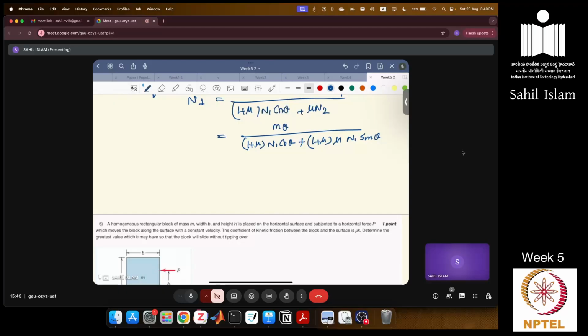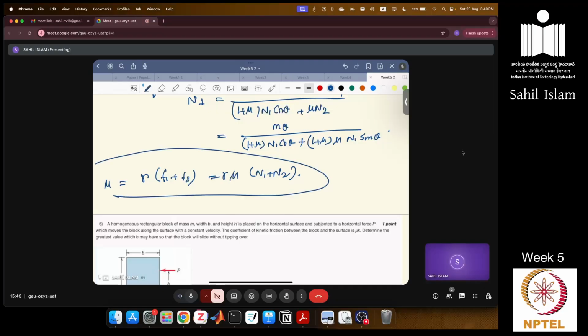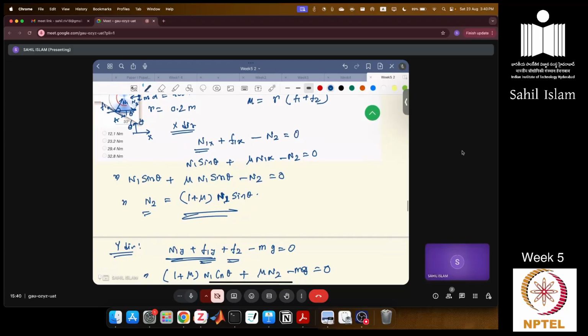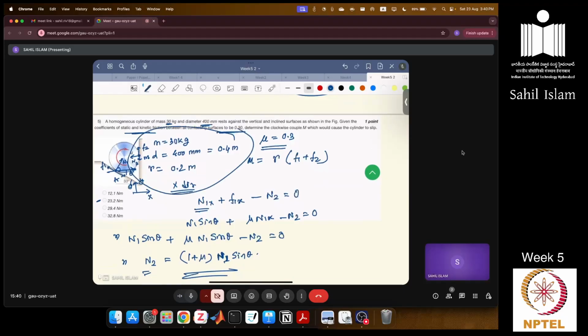So the moment is r f1 plus f2, so r mu n1 plus n2. Okay, so from here you know r, you know mu n1 n2. If you put n1 and n2, I think you get this answer. Just put all these values together and you will get the answer.